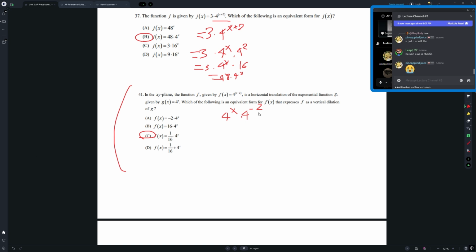41 is C. And no, I did not say B. If I said B, then I think I read it by accident, my bad. 4 to the power of negative 2 is 1 over 16. It would be B if it was positive 2. I meant to say C and I circled C. My apologies.